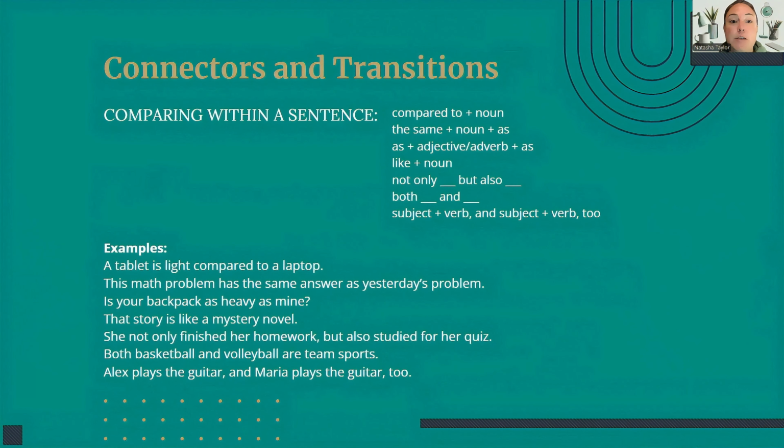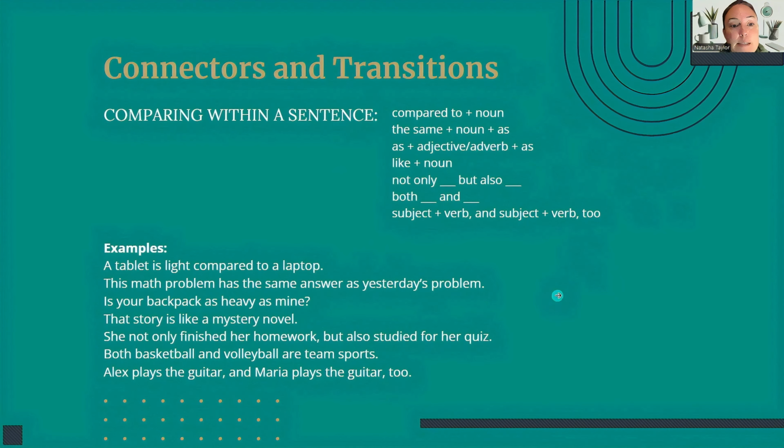So for connectors and transitions, sometimes we're comparing within a sentence as well. When we are doing this, here are some examples of what kind of usage we would complete here. We've got compared to plus noun, the same plus noun plus as plus adjective, adverb plus as, like plus noun, not only blank, but also blank, both blank and blank, or subject and verb, comma, and subject and verb, comma, too. So these are the formats for when you're comparing within a sentence for connecting and transitioning.